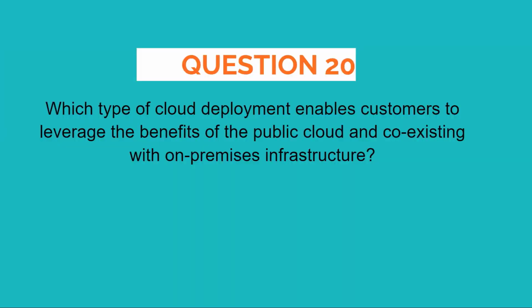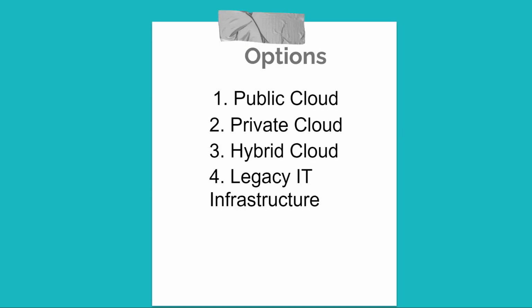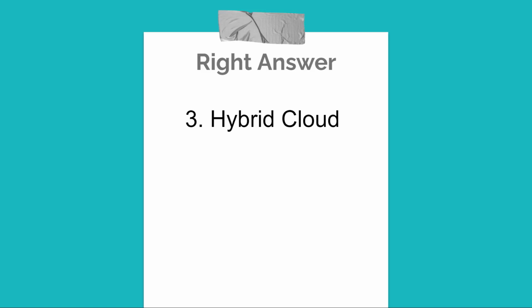Question: Which type of cloud deployment enables customers to leverage the benefits of the public cloud while coexisting with on-premises infrastructure? Option 1. Public cloud. 2. Private cloud. 3. Hybrid cloud. 4. Legacy IT infrastructure. Right answer is 3. Hybrid cloud.